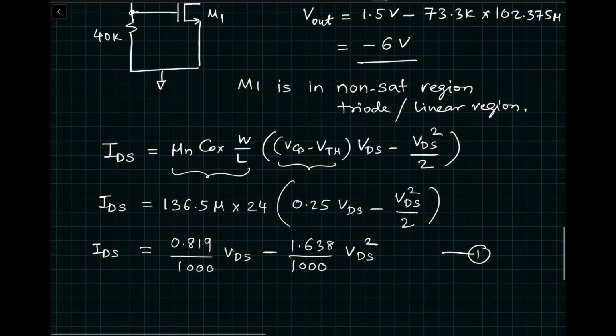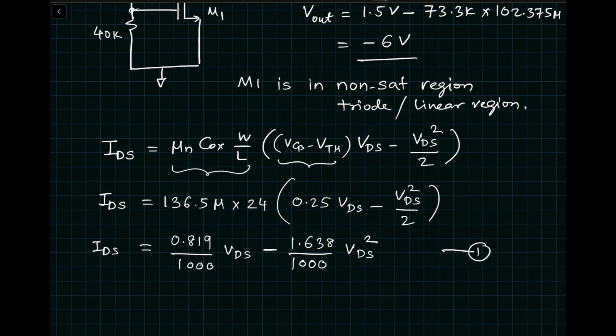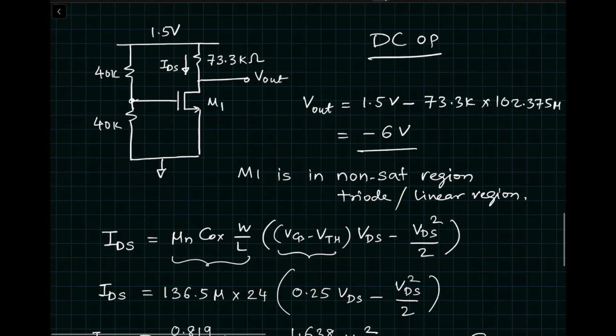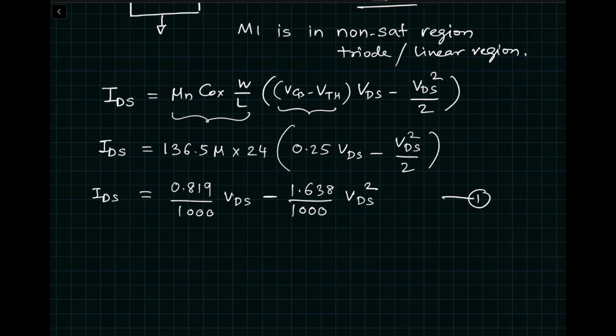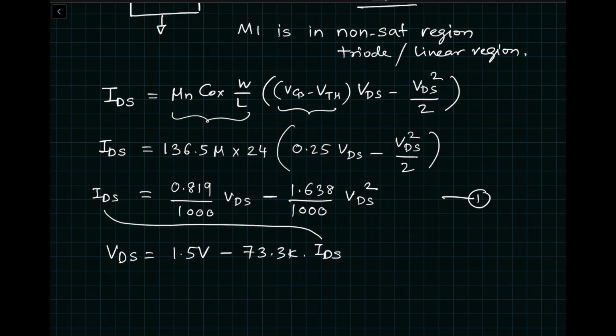So the first equation, we got it assuming non-saturation region operation. The second equation we are going to figure out using Kirchhoff's voltage law. So the second equation is going to be output voltage VDS is equal to supply voltage minus IR drop, which would be 73.3K times IDS. So now we can substitute IDS here in this equation and you will get this is equal to 1.5 volts minus 60 times VDS plus 120 times VDS square.